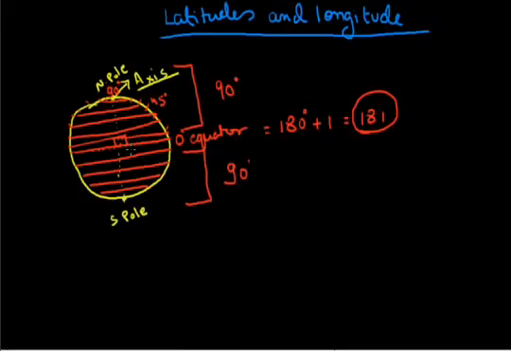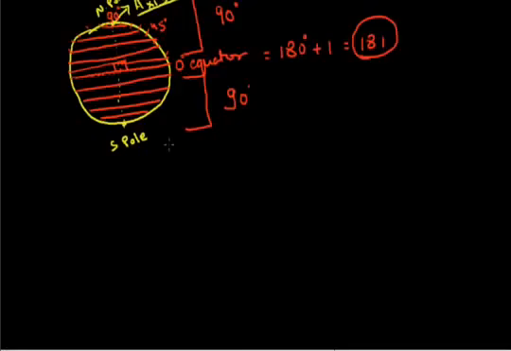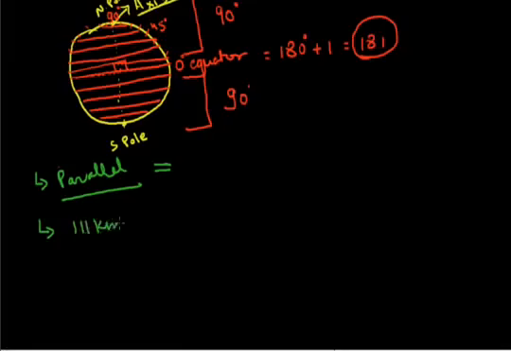Now, in latitudes, if we see their qualities, the first thing is that all the latitudes are parallel to each other, which means they never touch each other, the two latitudes. The second thing is that the difference between two latitudes is 111 kilometers.